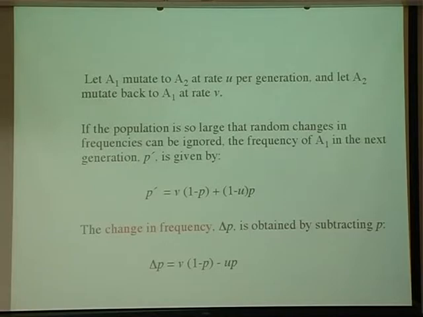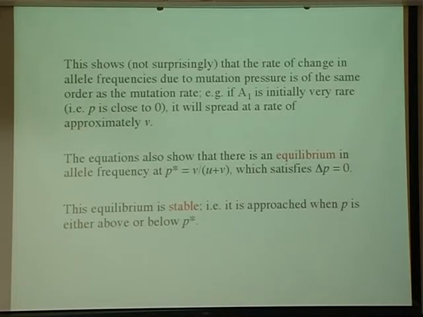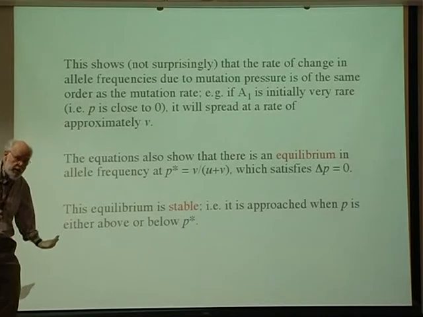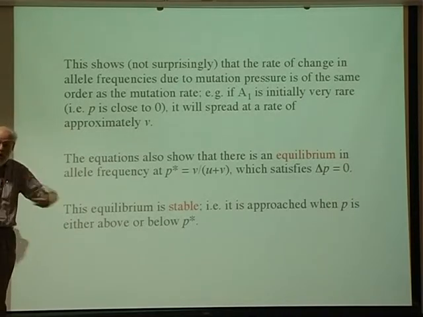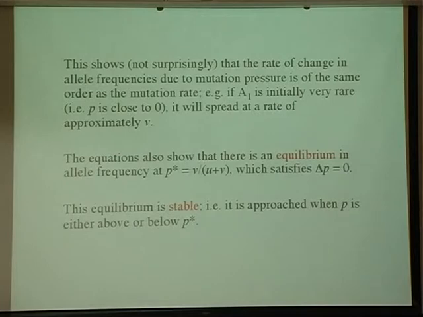Delta P is 0. You can check for yourself, if you do a little bit of algebra, that the equilibrium frequency, and I'm going to use the notation star for equilibrium frequencies, is actually v over u plus v. And that's what gives you delta P equals 0. Interestingly also, this equilibrium is stable. What do we mean by that? It means that if you start below it, you'll go up, and if you start above it, you'll go down. So you approach it from either direction. Again, that's a concept which will come in again. Of course, it's a very familiar one in physics. But this is the simplest example, probably, of a stable equilibrium in population genetics.